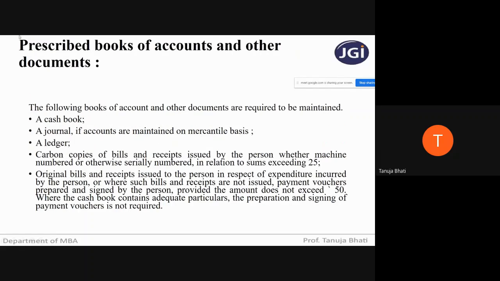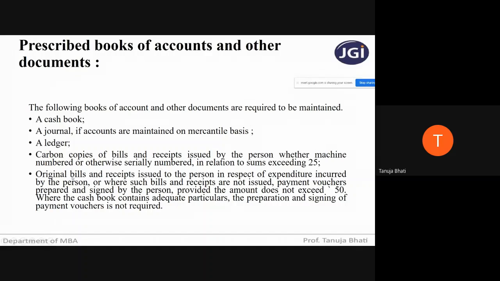Next, prescribed books of accounts and other documents. The different books that they have to maintain are a cash book, a journal, a ledger, and all the carbon copies of the bills and receipts. Usually, when you go to a shop and get an invoice, the original copy is given to you and the carbon copy is kept with the shopkeeper, and that carbon copy of the bills or invoice has to be serially numbered.